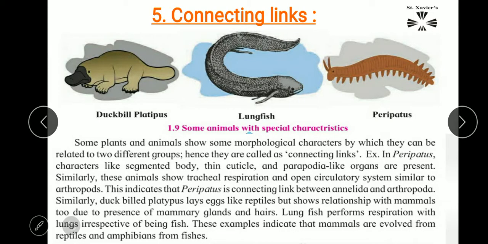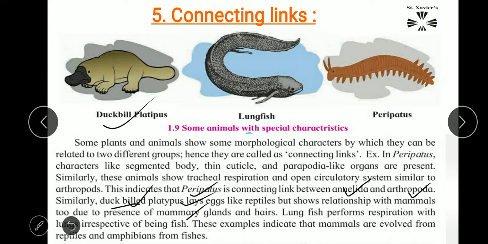Let's see one more example. This indicates that the Peripatus is a connecting link between the Annelida and Arthropoda. Here, duckbill. When we talk about the duckbill, a platypus lays eggs like reptiles. So here they have a property of reptiles, but show a relationship with mammals due to the presence of mammary glands and hairs.